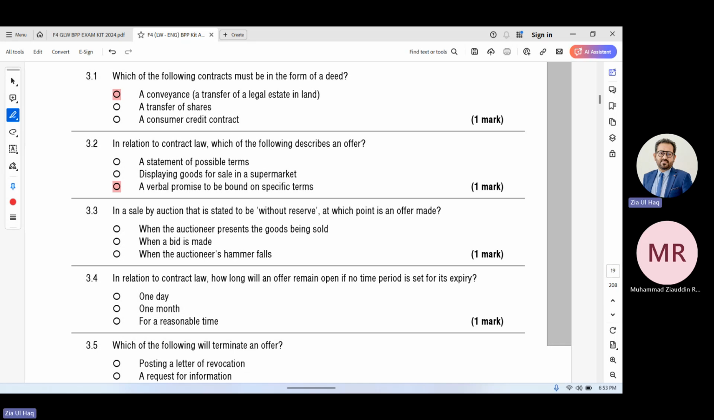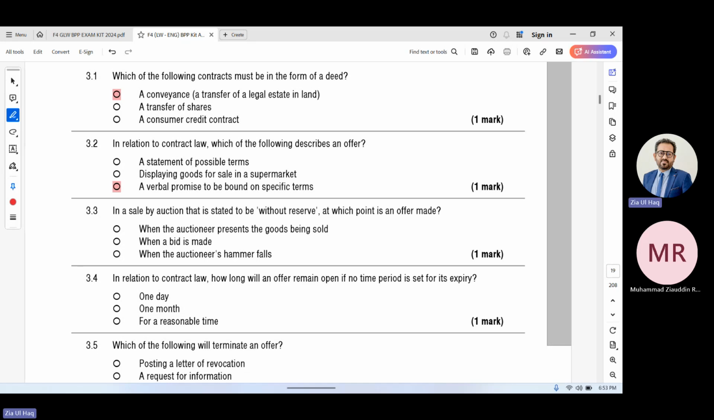3.3. In a sale by auction that is stated to be without reserve, at which point is an offer made? An auction could be with reserve or without reserve. With reserve means you are stating a minimum price, and bids will be above that minimum price. Without reserve, there is no minimum price set. Whatever you are offering, ultimately this will be considered an offer.